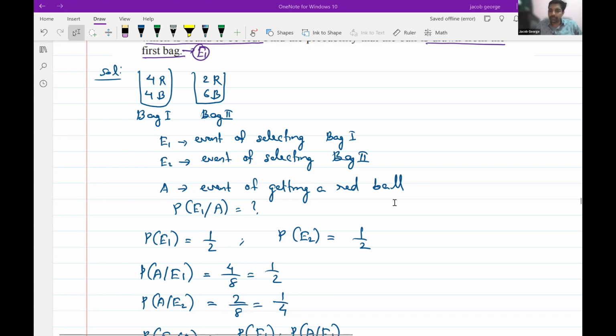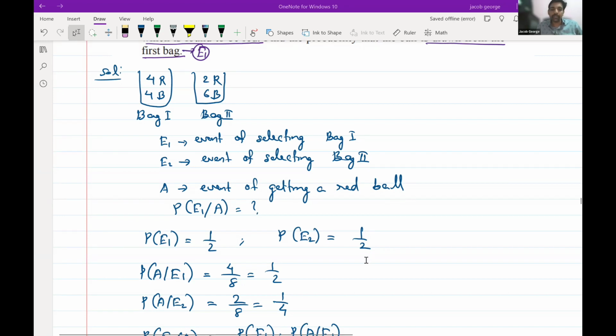Okay, so once again, P of A given E1 is 4 by 8. P of A given E2, 2 by 8. A given E2 means probability of getting a red ball given that it is from the second bag. Okay, A means red ball. So in second bag, how many red balls are there? 2. And total in second bag is 8. That is 2 by 8, 1 by 4. All of you got it clear?